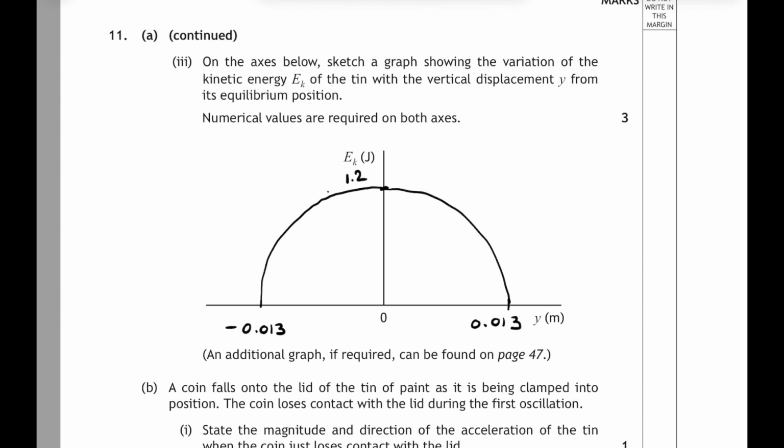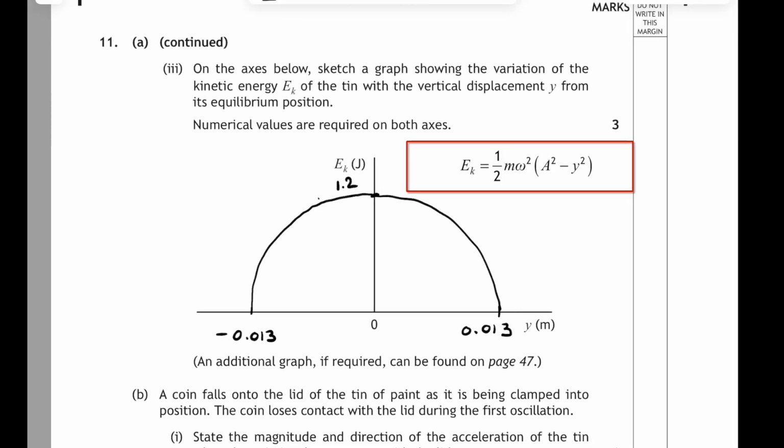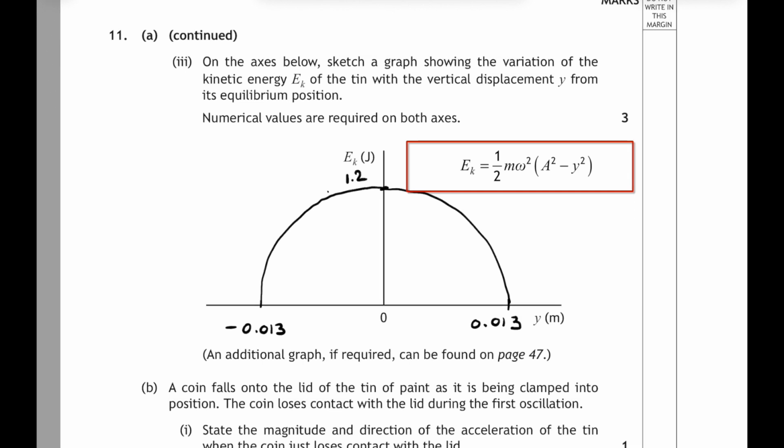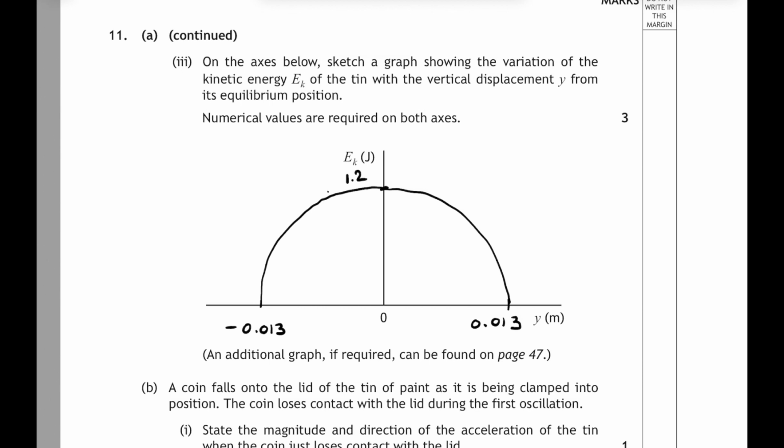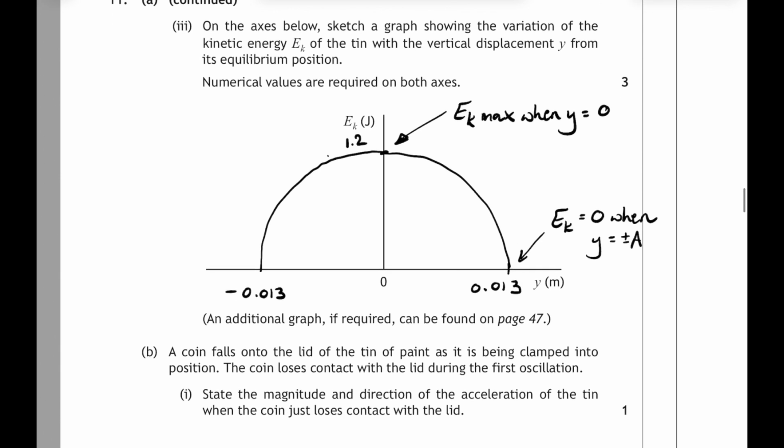And if you're wondering why it's a curve, if we look at the kinetic energy relationship, you can see that the kinetic energy varies with negative y squared. So it's an inverted parabola with a positive y-intercept. Wee bit of extra maths there for you. Once again, the maximum kinetic energy is when the displacement is 0, and 0 kinetic energy when the displacement is plus or minus the amplitude.